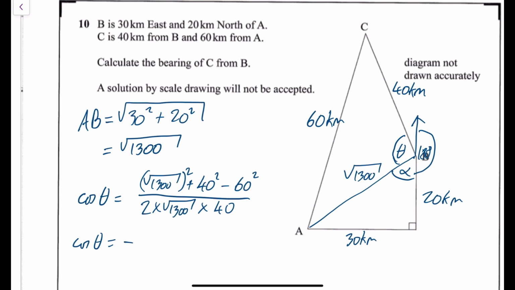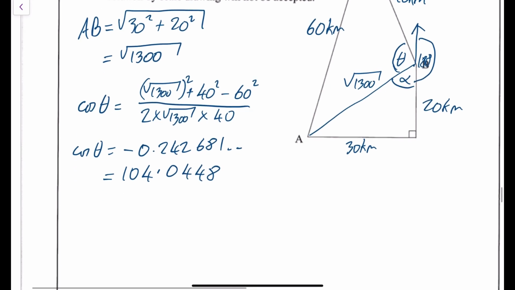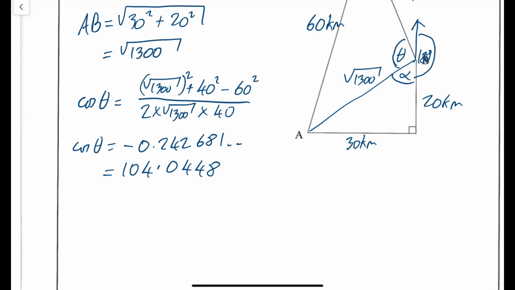Okay, so that works out to be minus 0.242681. There's a few more decimal places. I'll do cos to the minus 1 of that answer, and that gets me 104.0448 we'll go for. And then to find my alpha, so we're looking at this wee triangle in here. To find this alpha in here, I'm just going to write down SOHCAHTOA.